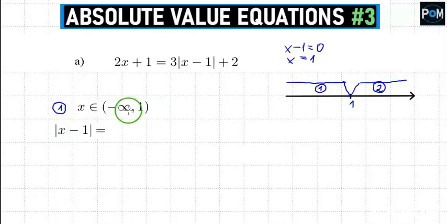To determine this, we'll select a number that is certainly present in this interval. For instance, the number 0 is definitely within this range. If I were to substitute this 0 for this x, then inside this absolute value expression, I would obtain 0 minus 1, which means I would get the final result of minus 1. This is a negative result, and if we obtain a negative result, then here, instead of this absolute value, I will always write what's inside the parentheses.